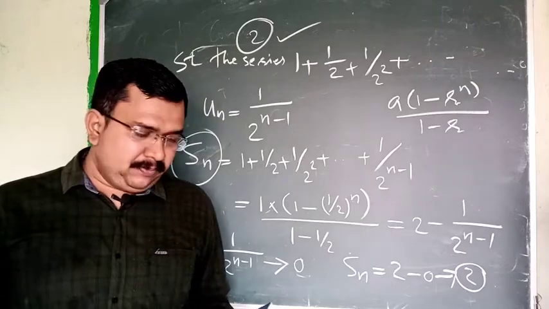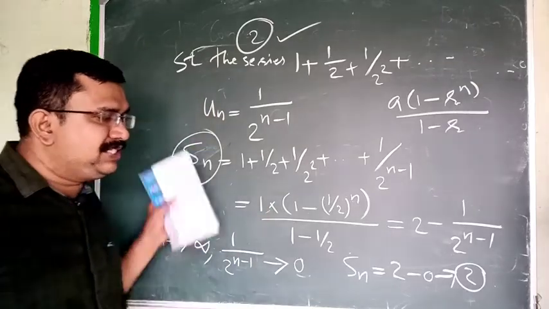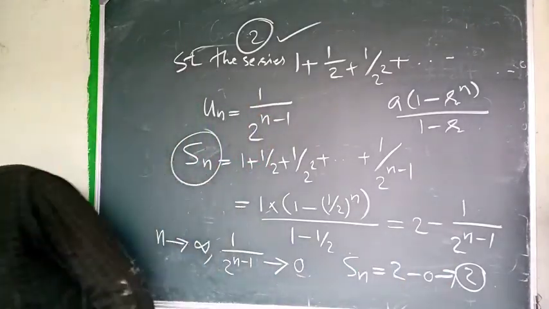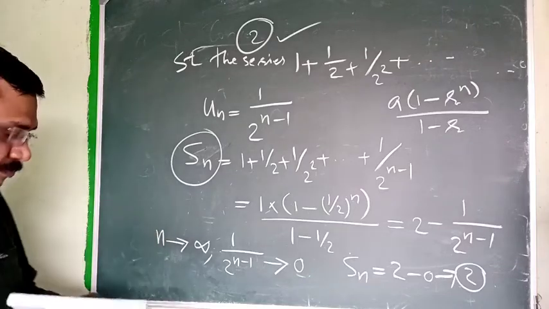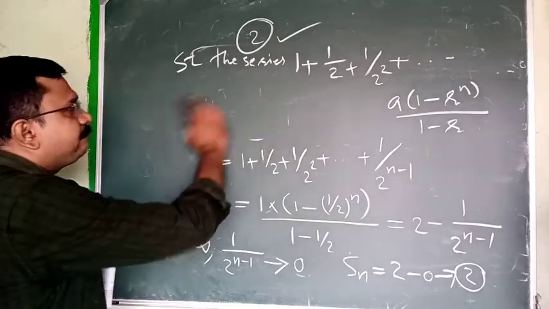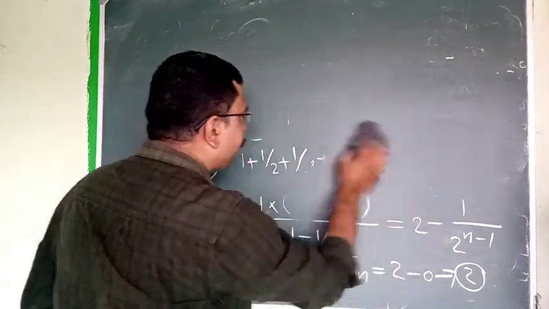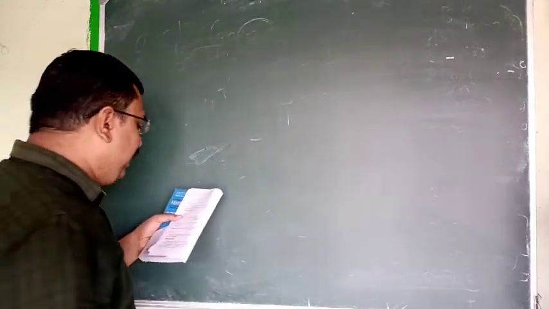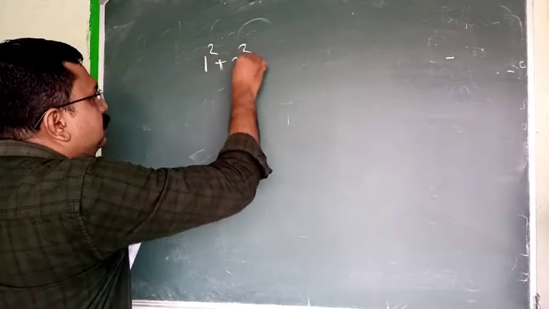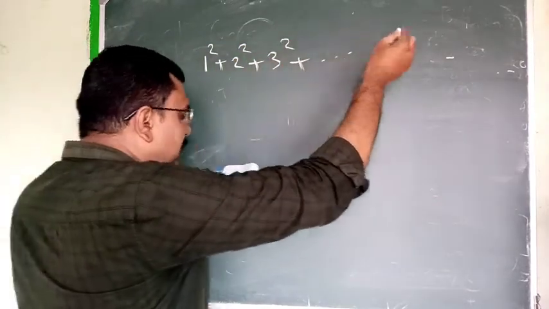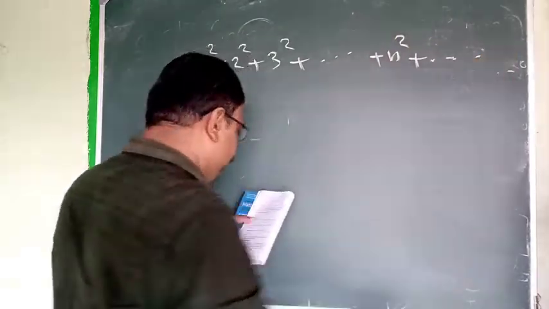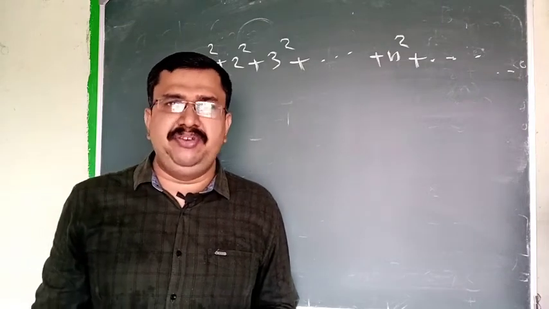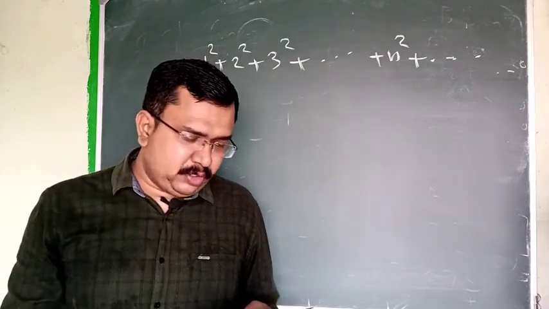And another example. Please write this down in your notebook. This is a convergent series and its sum is 2. We can check another example. Show that the series 1 square plus 2 square plus 3 square plus etc. n square plus etc. diverges to infinity.